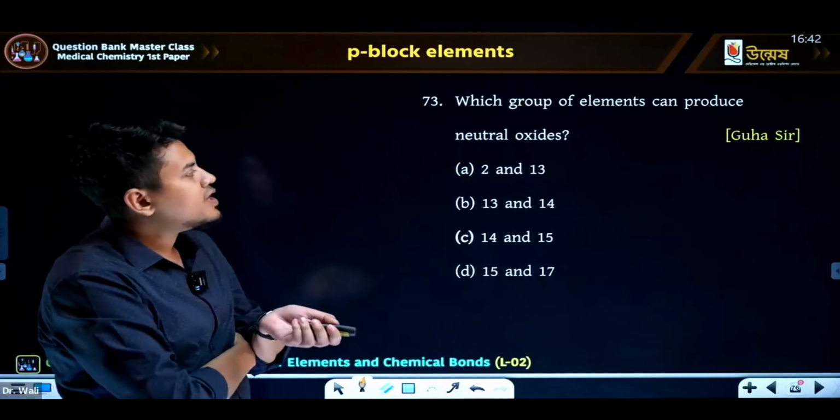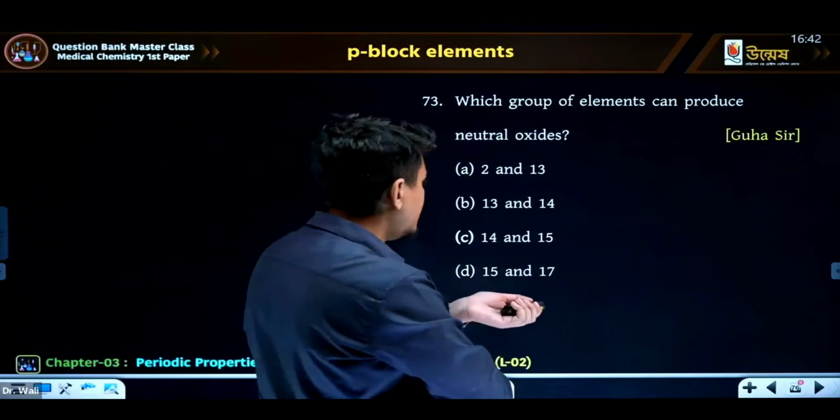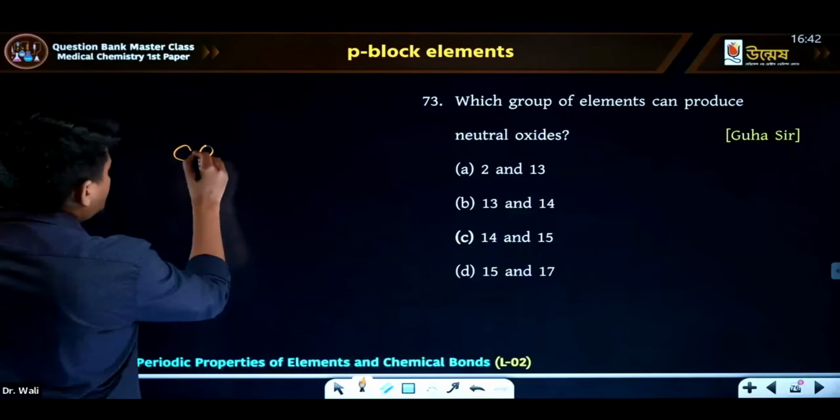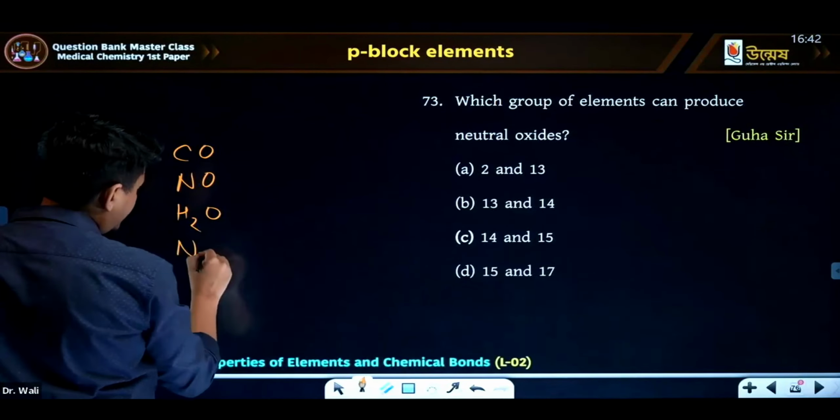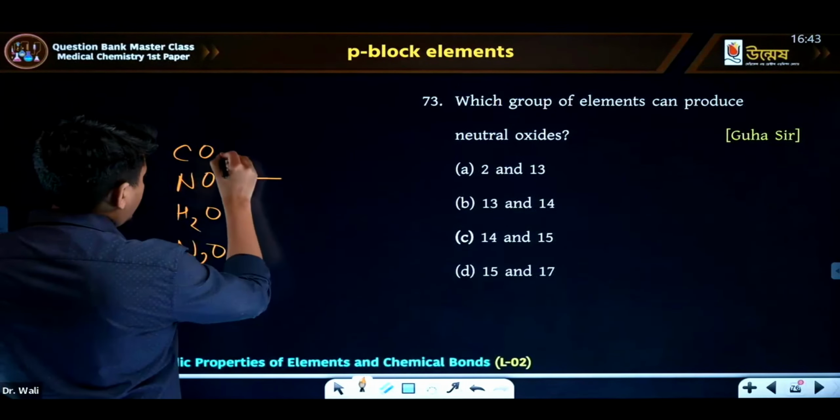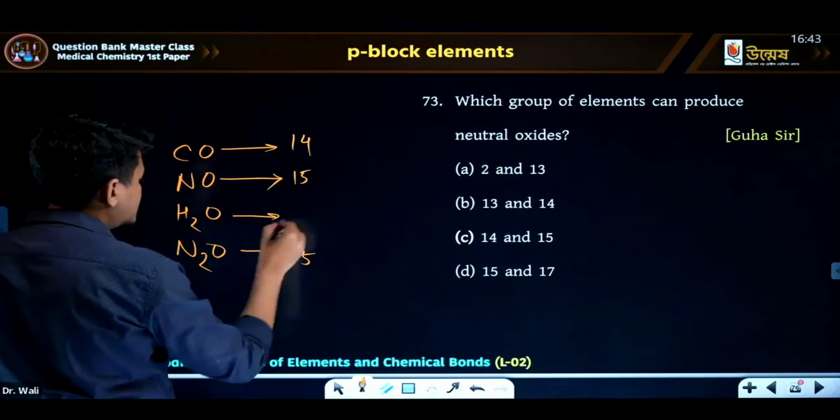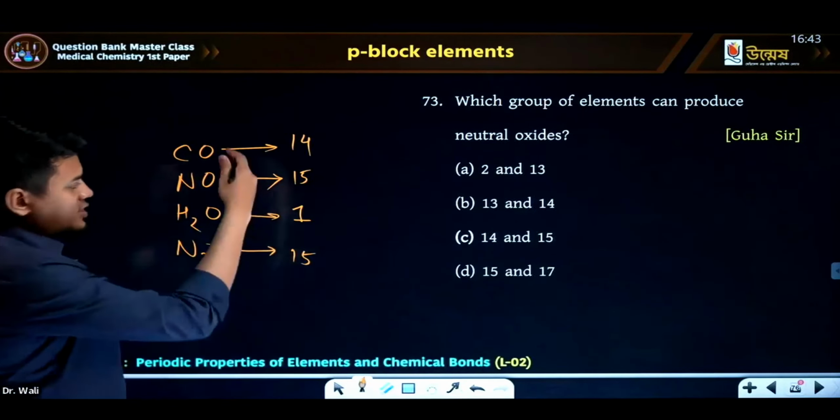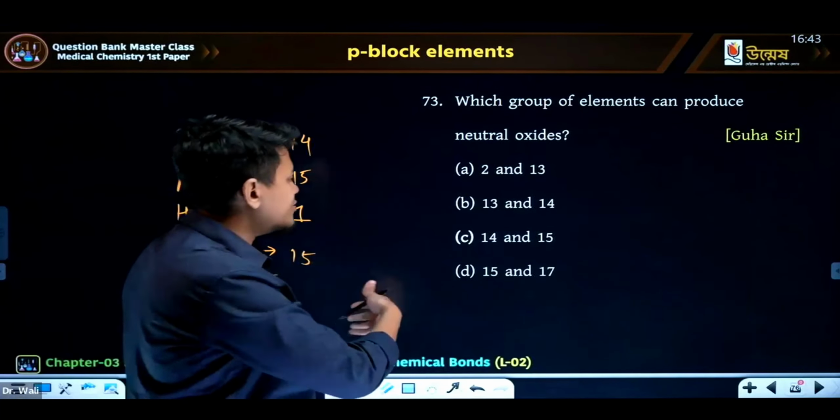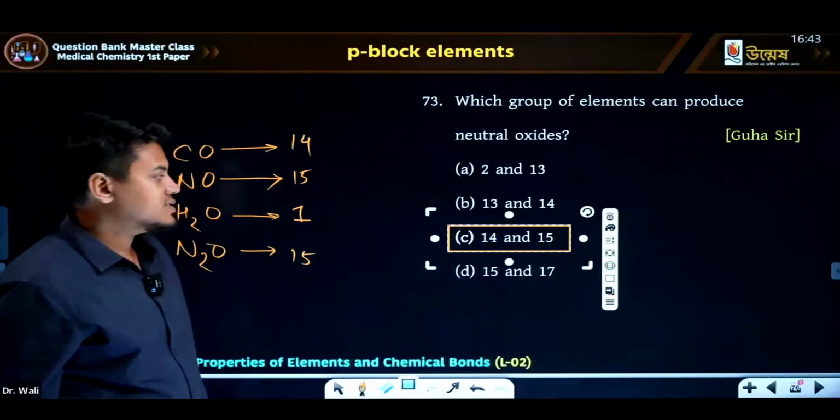Which group of elements can produce neutral oxide? Certainly carbon. For neutral oxides, let's recall kono, pani, nai, right? That was the approach. Carbon is within group 14, nitrogen is within group 15, and hydrogen is within group 1. Now we need to look for the proper option. 2 and 13 are not included here. The correct answer, we have already found, is C.